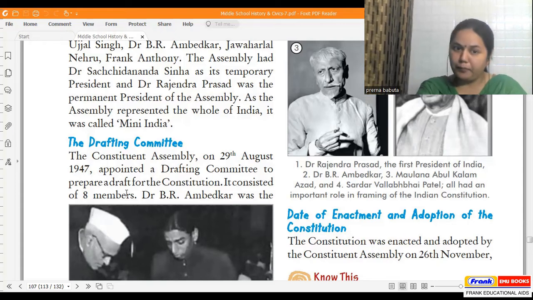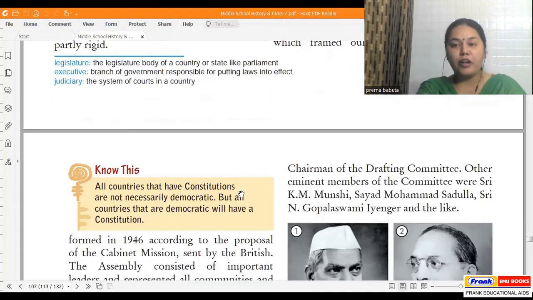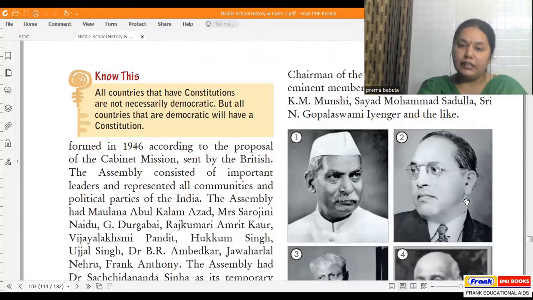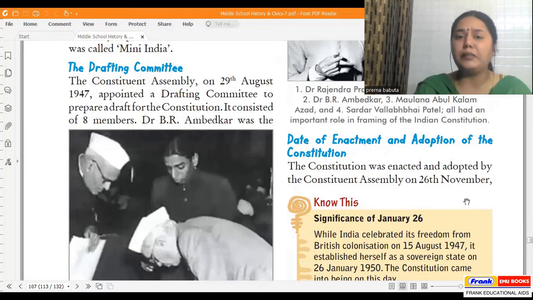And who were the members? There were 8 members. First was Dr. B.R. Ambedkar. We already read, he was the chairman of the drafting committee. And other eminent members were Shri K.M. Munshi, Syed Muhammad Saadullah, Shri N. Gopalaswami Iyengar, and the like. Correct? So while the constitution was being drafted and then prepared, when was it adopted and when did it come into practice? We are going to read about this.